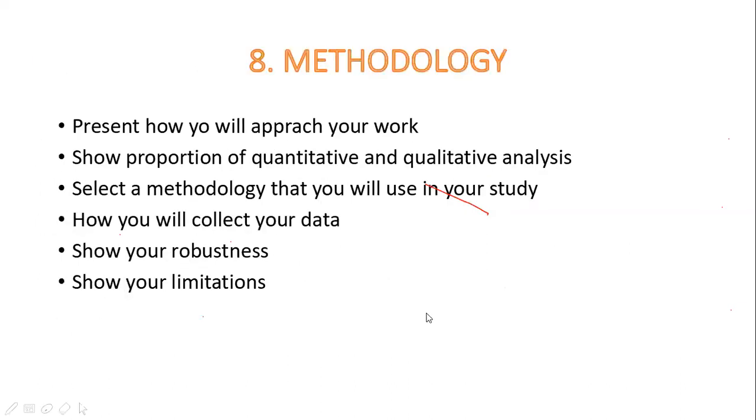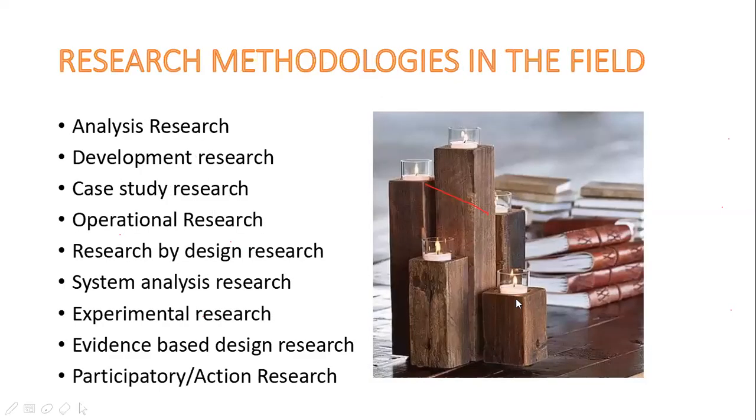The next part is the methodology. From a literature review, you go to your methodology. In your methodology, you need to present how you approach your work. You need to show the proportion of quantitative and qualitative analysis. You need to select a methodology that you will use in your study, and show how you collect your data. You need to show your robustness. You need to show your limitations.